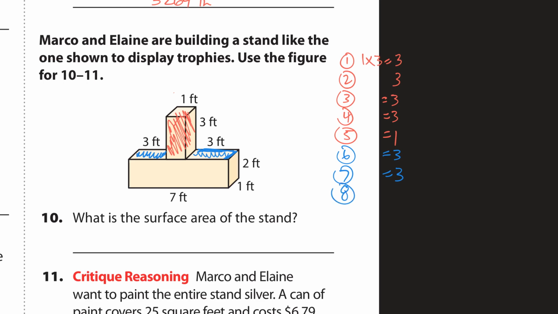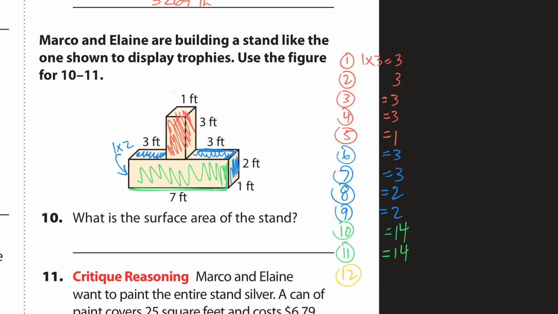Number 8, let's go down here. That is 1 times 2, which is 2. Number 9, well, this is also going to be 1 times 2 as well, so that's 2. And number 10, let's go with the front here. That is 7 times 2, which is 14. And 11, I should have actually done this in green. So this is 10. And 11, the front and the back are going to be the same, so that's 14 as well. And then finally, number 12, the one that's underneath right there, 7 times 1 is 7.